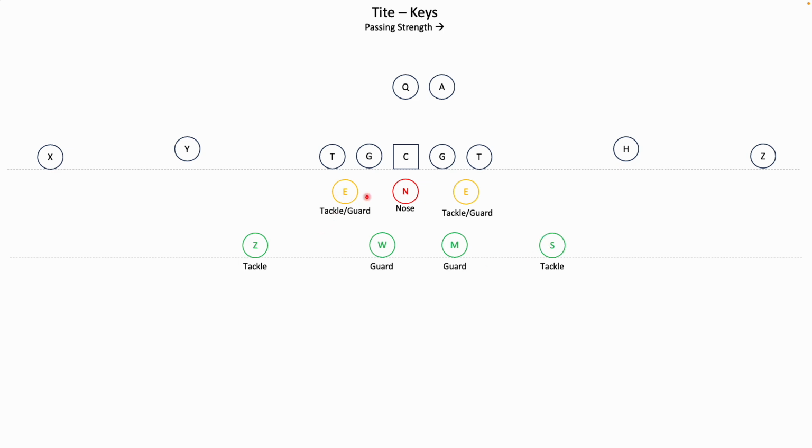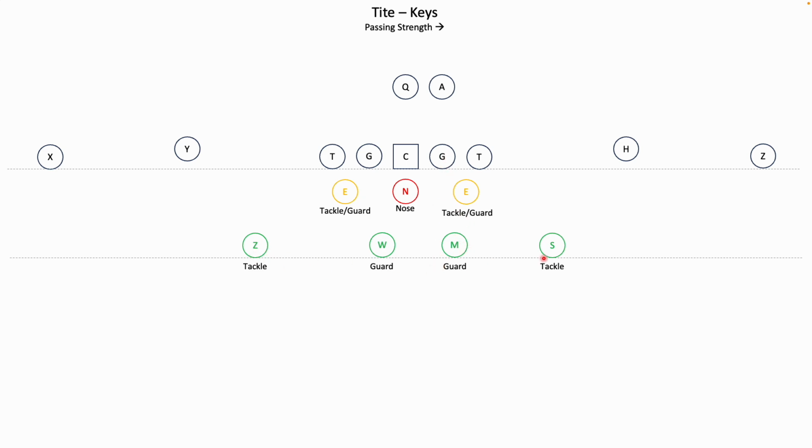Okay, so we have our 3-4 tight here. The ends' keys are always going to be the tackle and the guard. The nose is always going to key the center. The mic and the wheel are always going to key the guard. Possibly later in this year, we'll teach you what's called a triangle read, where you key a triangle where the three points are the center, the tackle, and the back. But just for starters, this year, we're just going to keep guards, okay?